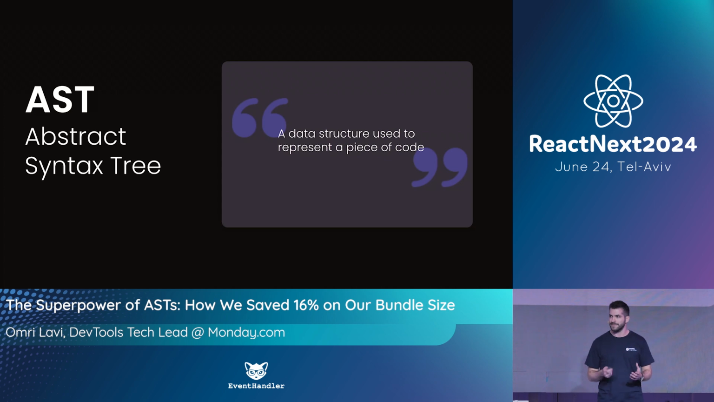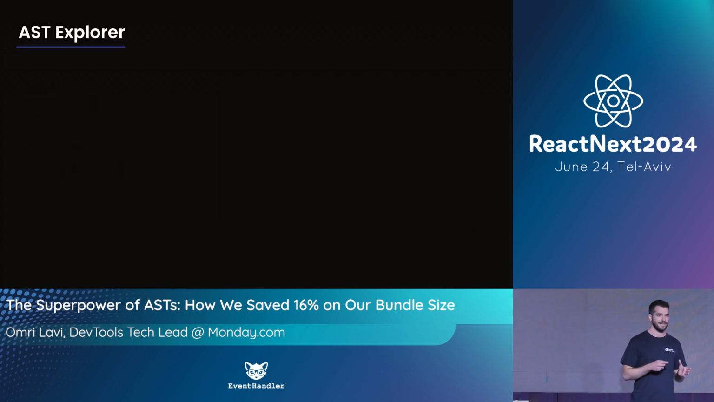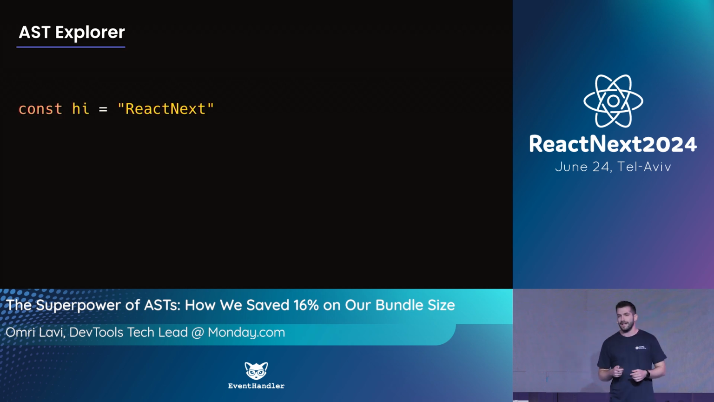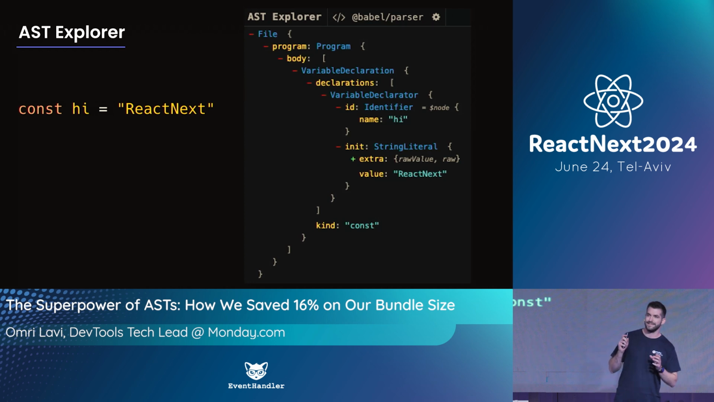And the best way to understand it is by a tool called AST Explorer. It's a free online tool. You can put code in it, like this one here. And then it will automatically show the AST of it. And it may be scary on the first glance, and it is. This is where AST Explorer helps you.